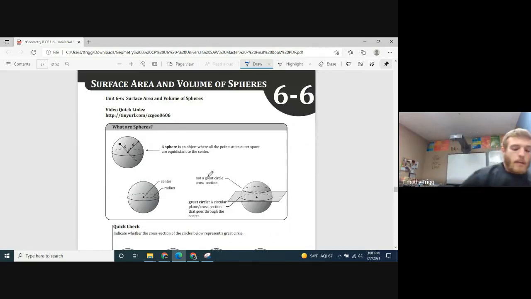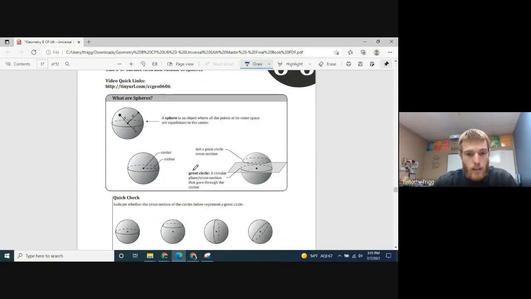Now, the last shape we're going to talk about are spheres. Now, a sphere is like a ball, right? Or a globe. Yes, the Earth is a sphere. It's not flat. And the way you can look at a sphere is it still has a radius, just like circles do. It has a center point.